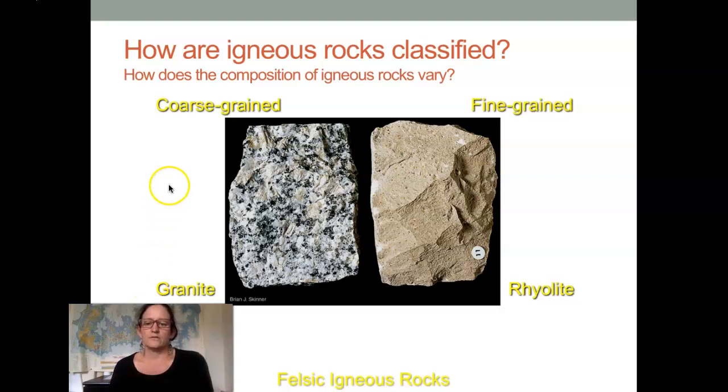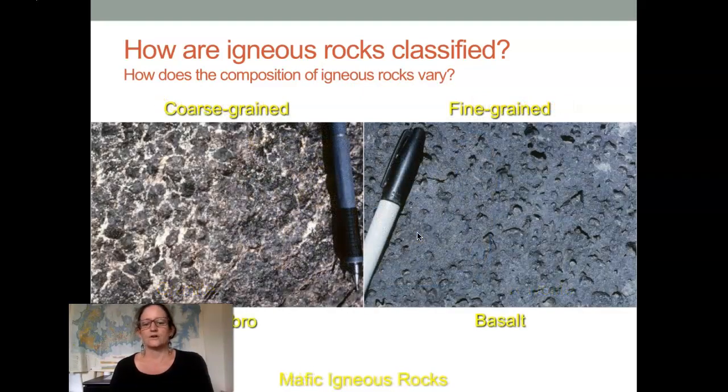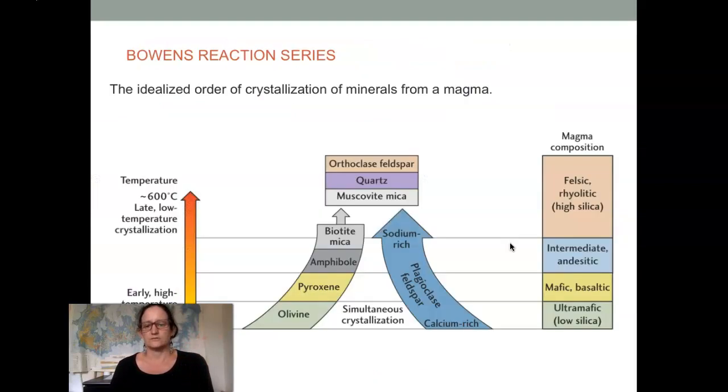So let's compare. On the left is a granite and on the right is a rhyolite. These rocks have the same chemical composition, just the granite is coarse-grained, indicating it's intrusive, and the rhyolite is fine-grained, indicating it's extrusive. Here on the left is a coarse-grained gabbro, and on the right is a fine-grained basalt. Those two rock types have the same chemical composition. A gabbro is coarser grained because it's intrusive, and a basalt is finer grained because it is extrusive.